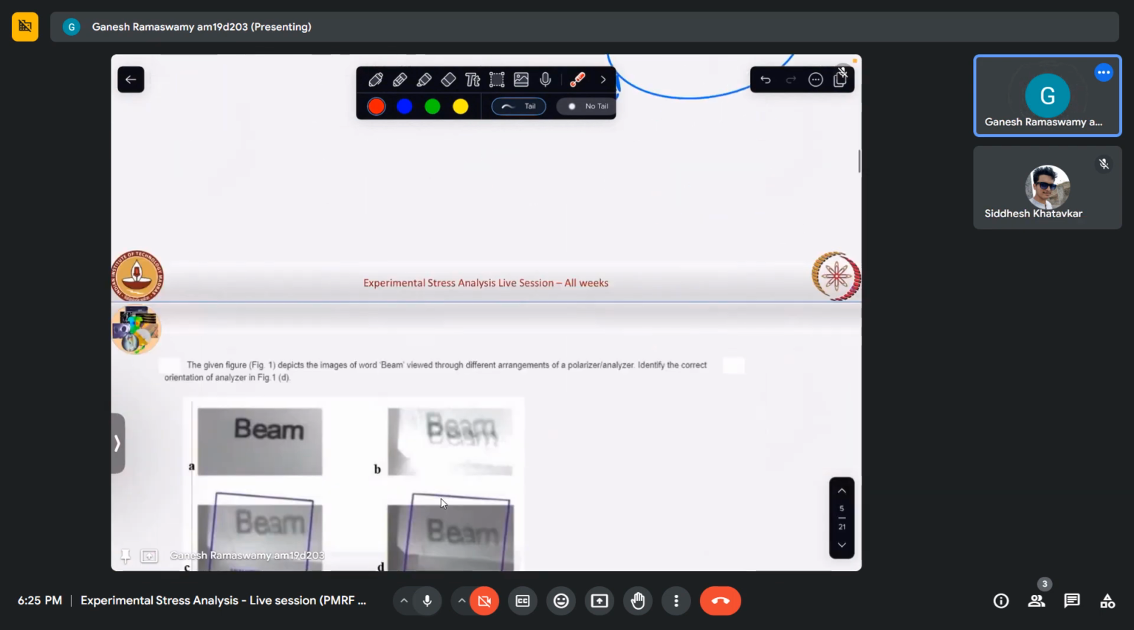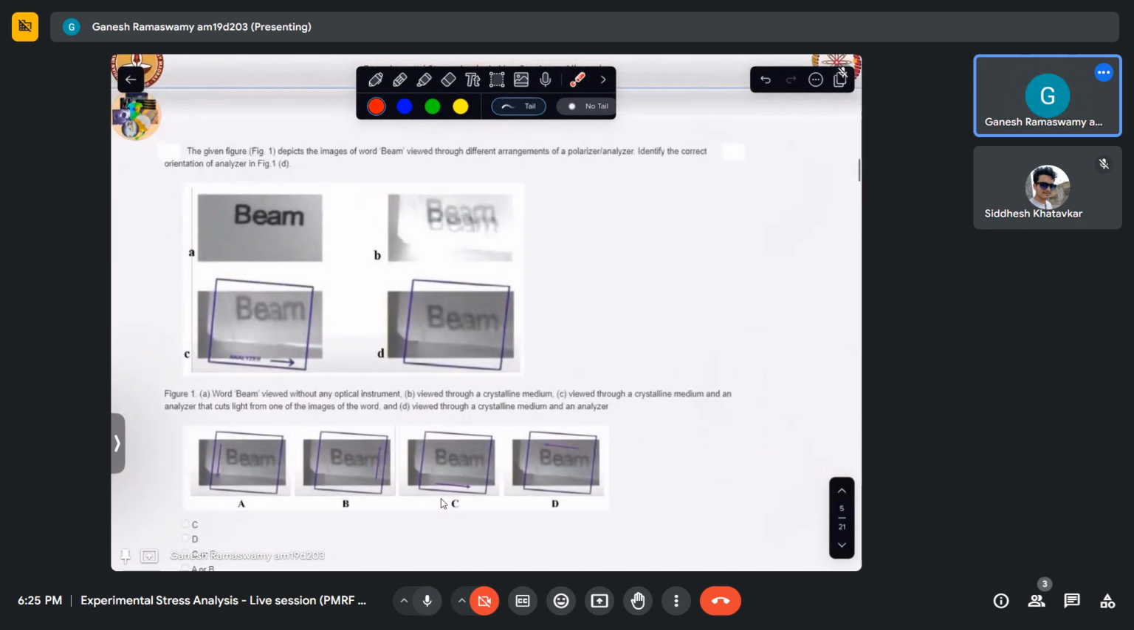All right. So let us look at this question. The given figure, figure 1, depicts the images of the word beam viewed through two different arrangements of a polarizer and analyzer. Essentially, there is a sheet with the word beam, and we have put a crystal over it. The crystal has the property of birefringence, where there will be two refractive indices, which are mutually perpendicular.